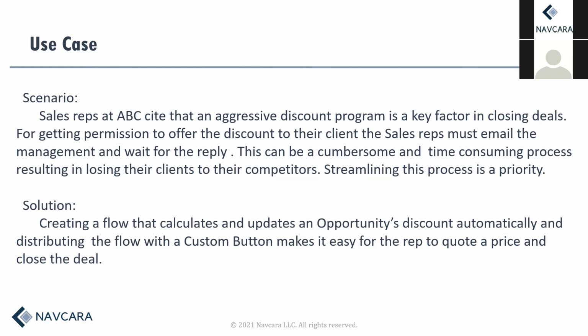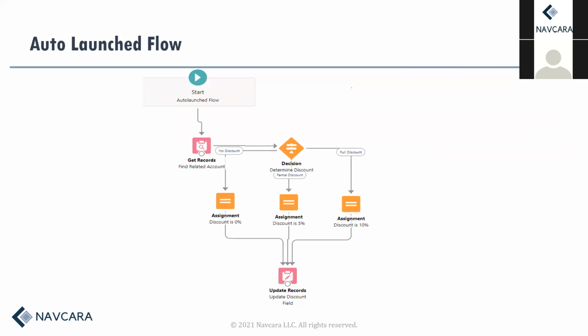The solution is to create a flow that calculates and updates an opportunity's discount automatically, and distribute the flow with a custom button, making it easy for the rep to quote a price and close the deal. Here I created a flow that calculates how much of a discount to offer the customer automatically. When the sales rep is ready to quote a price to her client, all she has to do is go to the opportunity record and click a button to calculate the discount. The opportunity is instantly updated.